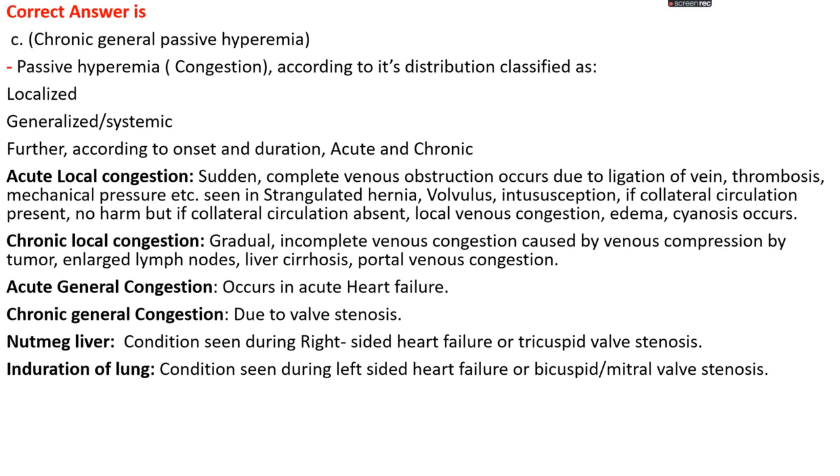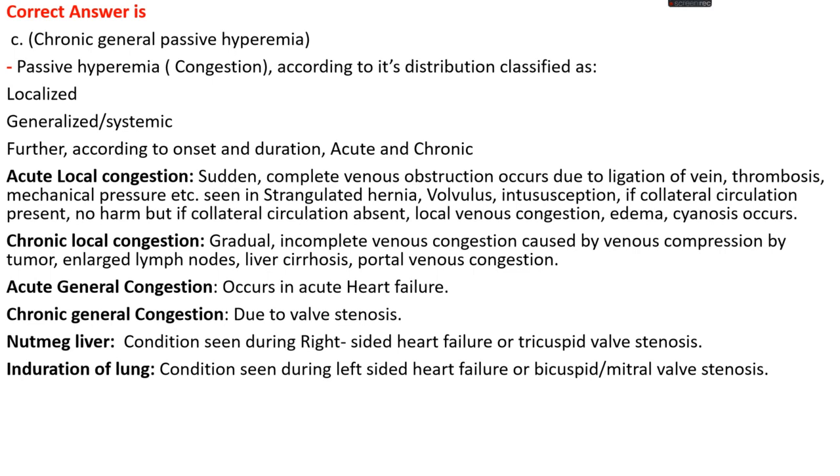Passive hyperemia, also known as congestion, according to its distribution is classified into two types, that is local and generalized or systemic. And further, according to onset and duration, it may also be of two types, that is acute and chronic. Acute local congestion is characterized by sudden, complete venous obstruction, mainly due to ligation of vein, thrombosis, mechanical pressure, which is mainly seen in strangulated hernia, volvulus, intussusception. When a collateral circulation is present, no harm will occur. But if the collateral circulation is absent, local venous congestion, edema, cyanosis occurs.